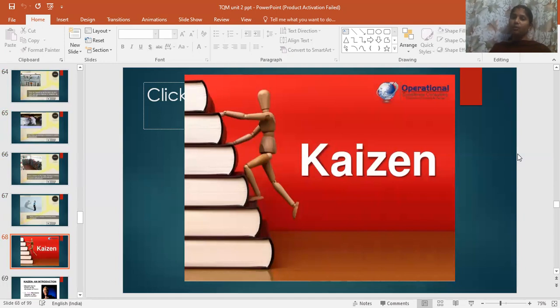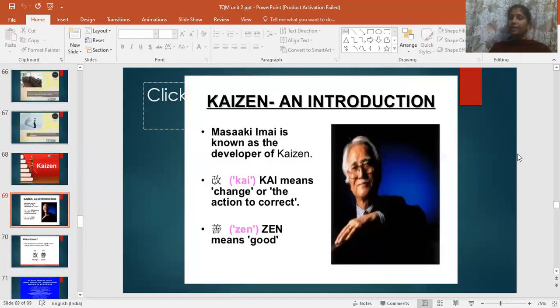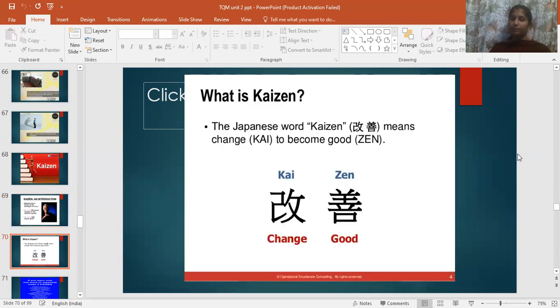Next is Kaizen. What is Kaizen? Kaizen was developed by Masaaki Imai. He is known as the developer of Kaizen. Kai means change or action to correct. Zen means good. So here we can see the Japanese word: Kaizen means change, that is Kai, and Zen means to become good.